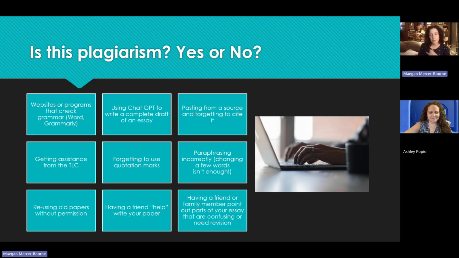Using portions of old papers, or using the entire old paper without citing it, is incorrect because it is not you doing that work right now.